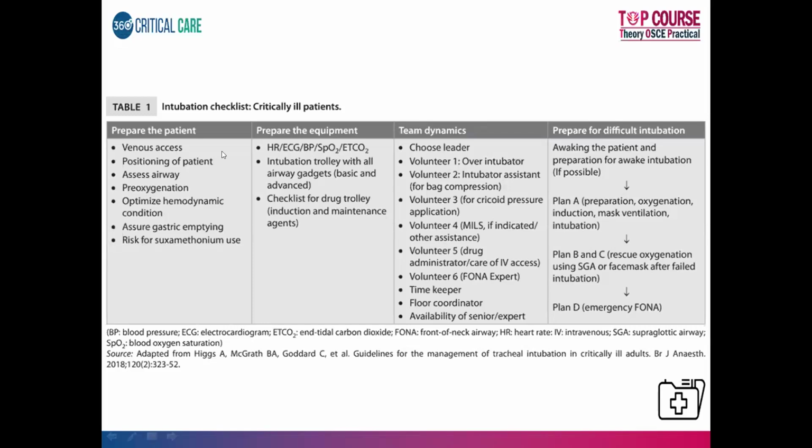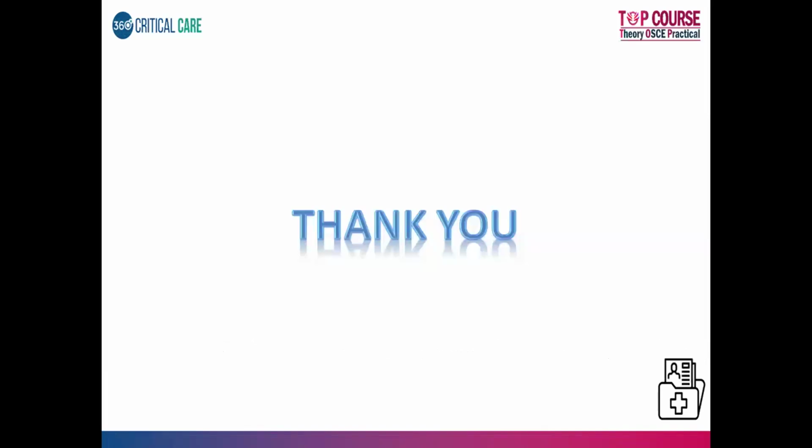And you have to do team dynamics. So you have to assign each of your team members one job. One will be handling suction, one will be handling drugs, one will be giving you the tube and laryngoscopes. Okay, so one will be doing the mask ventilation, one will be giving cricoid pressure. So you allot your team, each of them, one function. And then you have to prepare for the difficult intubations. That is nothing but plan A, plan B, plan C, and plan D, which we have already discussed in the DAS guidelines. Okay. Thank you.